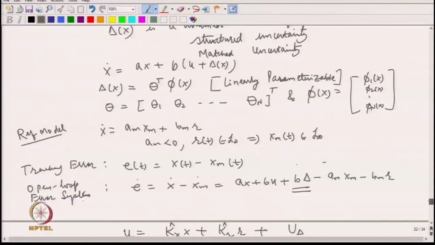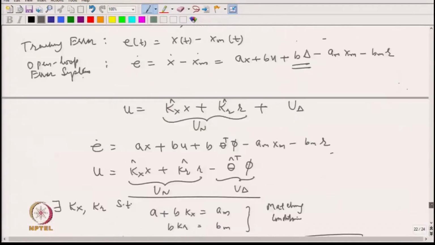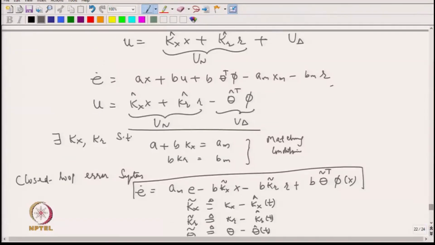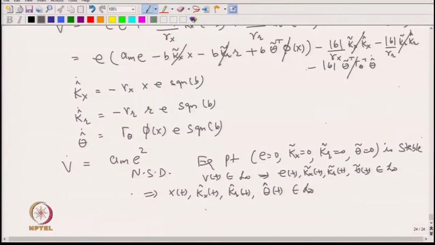The assumption for the basis function is that phi of x is bounded if x is bounded. We have already proved using this analysis that x is bounded. So we can say that the basis function phi is also bounded, and so we can say that the control input u of t is bounded, right.